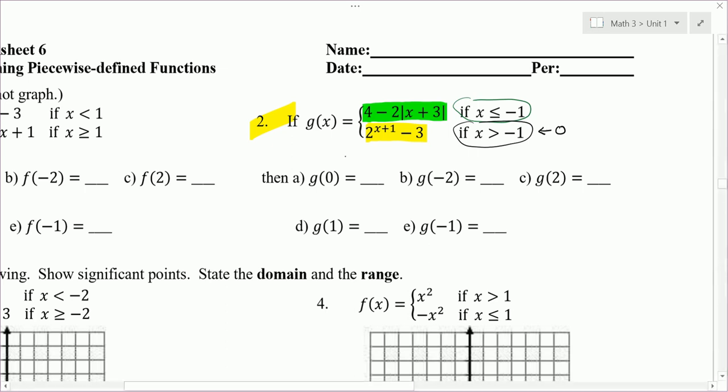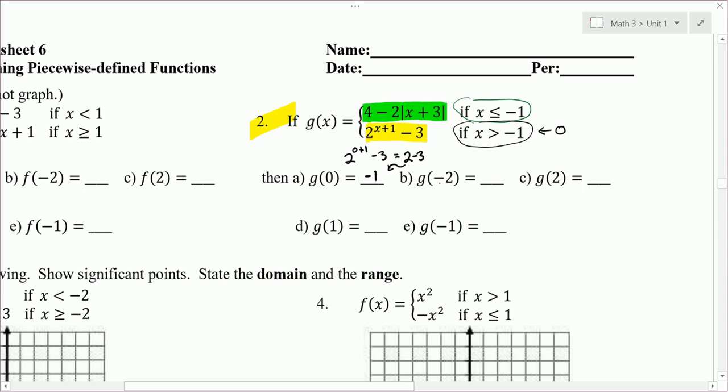So it's going to be 2 to the power of 0 plus 1 minus 3. 0 plus 1 is 1, so it's 2 to the power of 1, which is just 2 minus 3. So we end up with -1 as an answer.